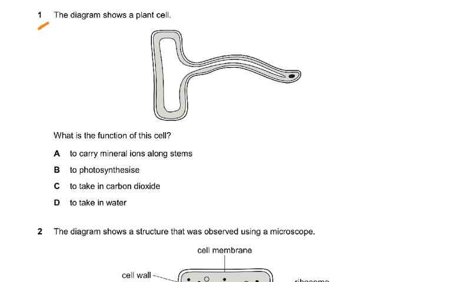Now you can say it's a root hair cell. You can see the nucleus, this is the vacuole, this is the cell wall, then there's the cell membrane, then there is the cytoplasm. What is the function of this cell? To carry mineral ions along stems.